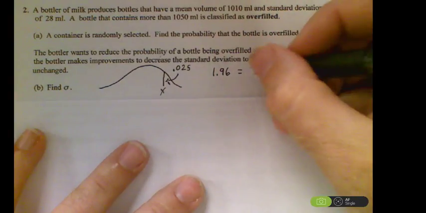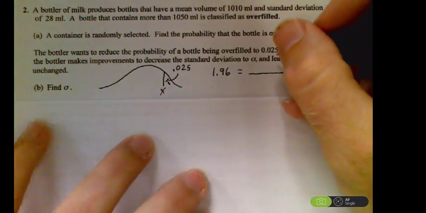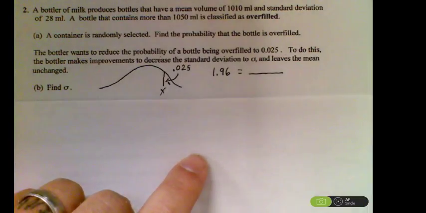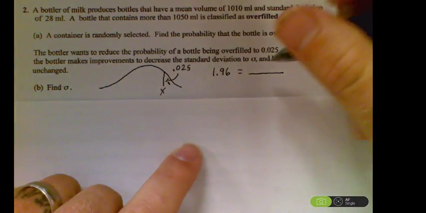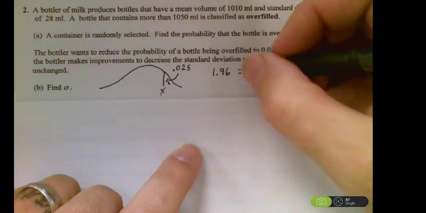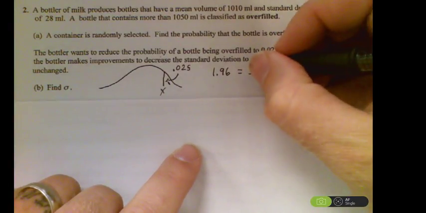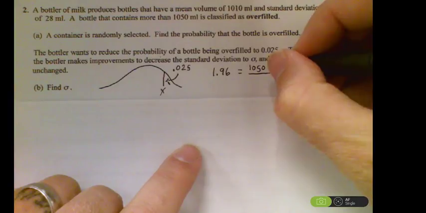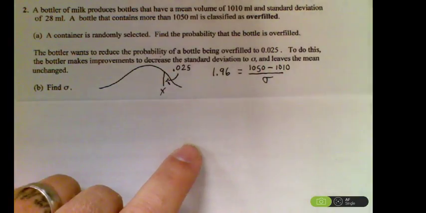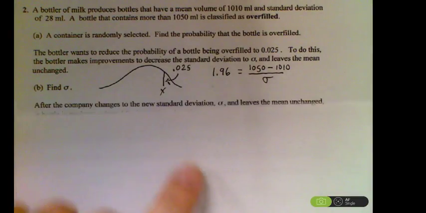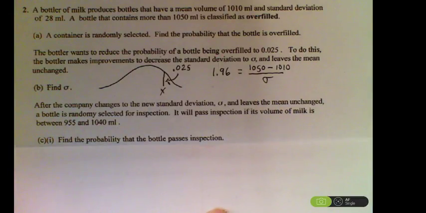Now we can use that z-score of 1.96 with our current information. We know our x value given up above is the 1050, which is where it was left off for being overfilled, minus our mean, which is still 1010. Now we can solve that formula for standard deviation. Once you solve that, we'll have that to move forward for part C. It looks like our standard deviation came out to be about 20.4.